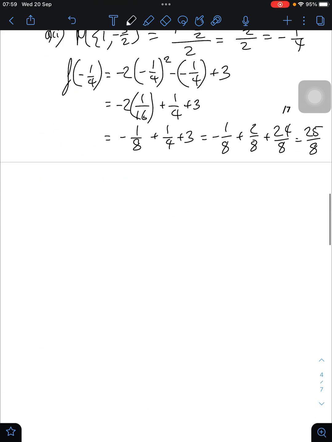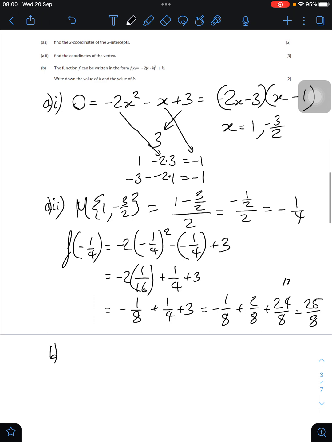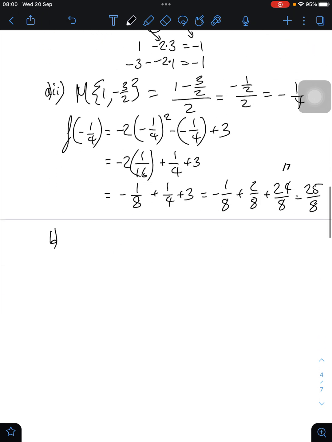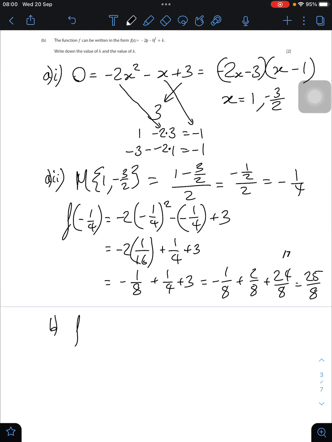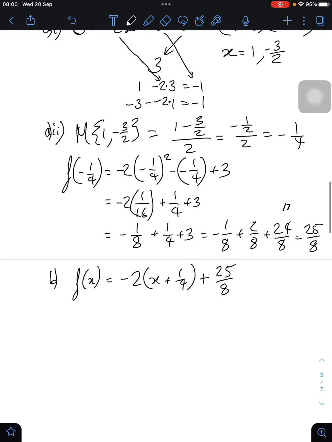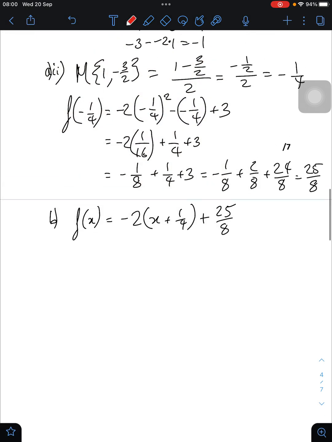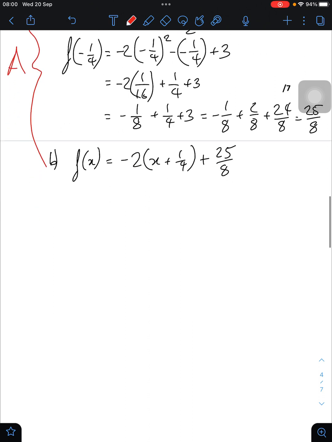So part B here, writing down the equation for f of x with our h and k. Well, if you know what our intercepts are, we know that f of x would simply be equal to minus 2 lots of x plus 1 over 4 minus or plus 25 over 8. The other method of doing this is we complete our square. So this is method A, and let's try method B.